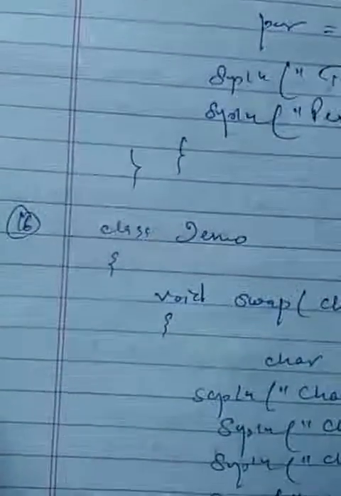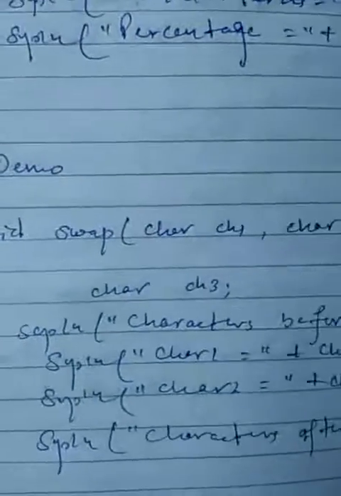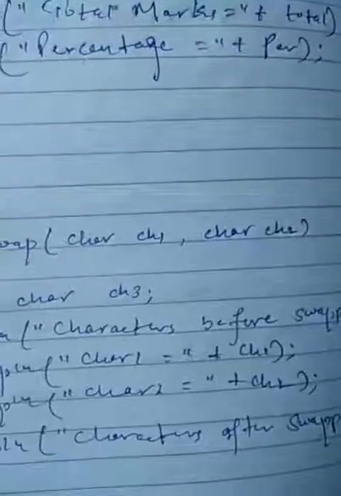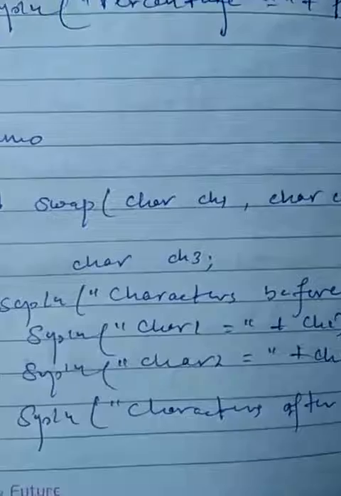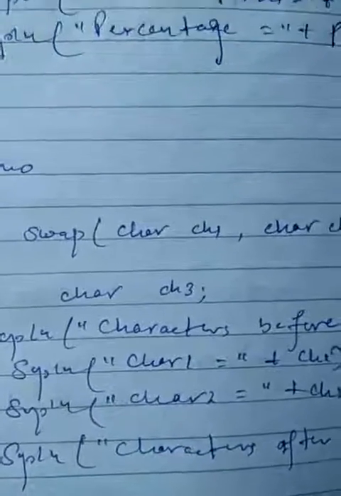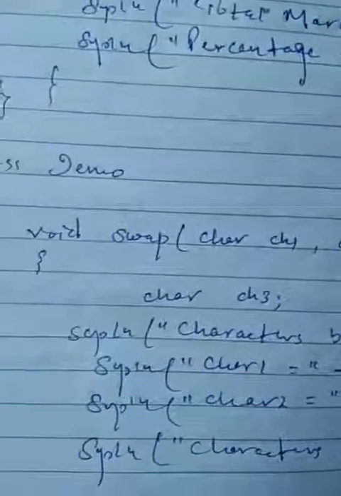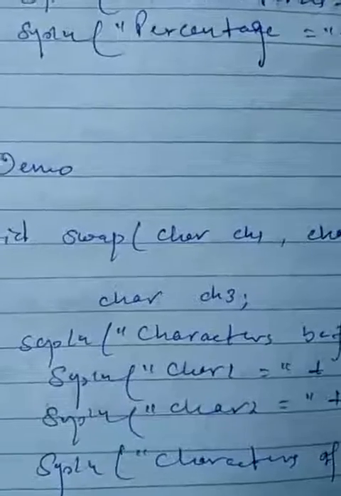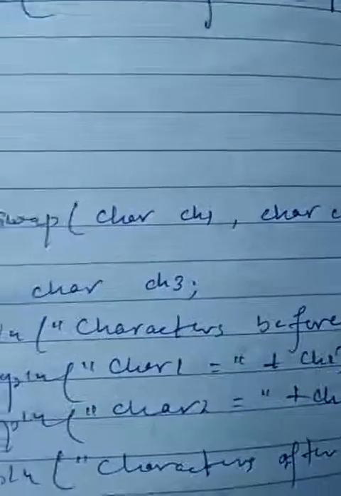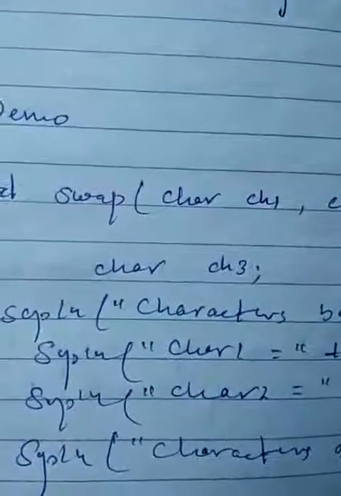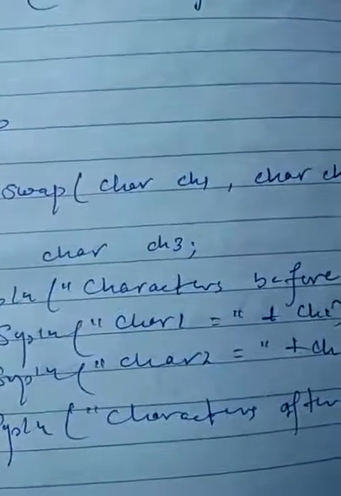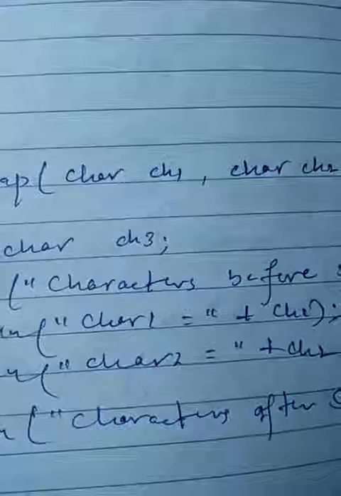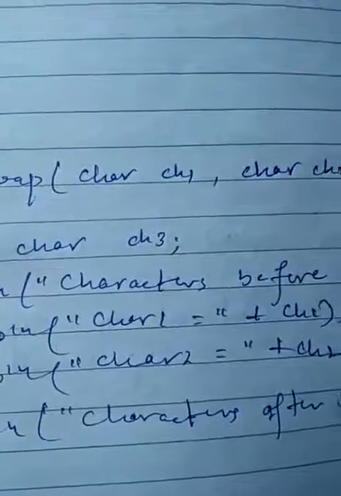In question number 16 we have to input two characters and print the values of these two characters after swapping. So here we are taking two variables in a swap function, character ch1 and ch2, and we are taking a third variable for the swapping. Now we are printing the characters before swapping: char1 equals ch1 and char2 equals ch2.